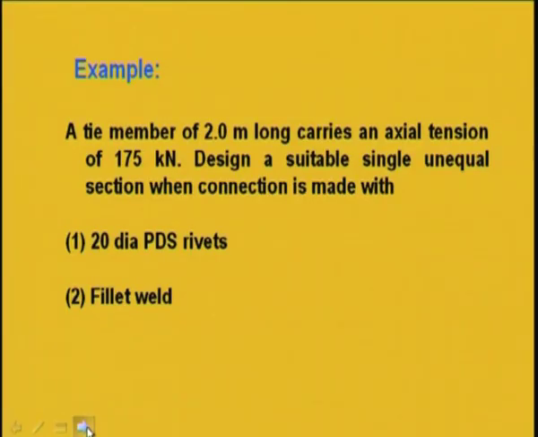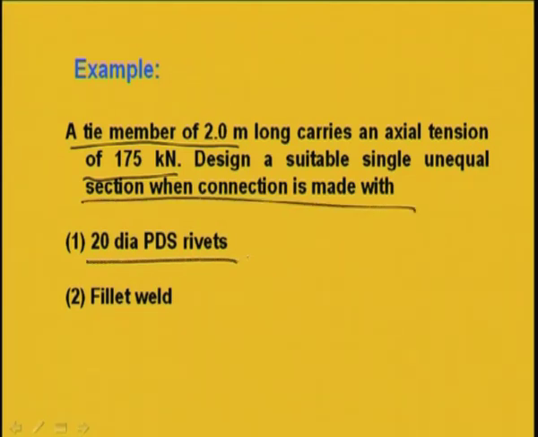First I will go through one unequal single angle section. Say a tie member of 2 meter long carries an axial tension of 175 kilonewton, right. So, axial tension is 175 kilonewton. Now, design a suitable single unequal section when connection is made with 20 mm diameter power driven shop rivets and fillet weld. So, we will design through fillet weld, we will design through riveting with 20 mm diameter power driven shop rivet.